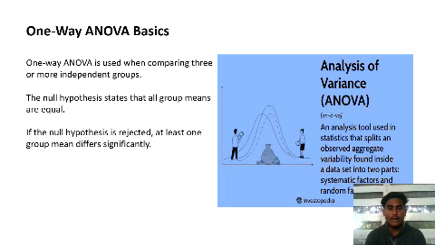One-way ANOVA basics. One-way ANOVA is used when comparing three or more independent groups. The null hypothesis states that all group means are equal. If the null hypothesis is rejected, at least one group mean is significantly different.